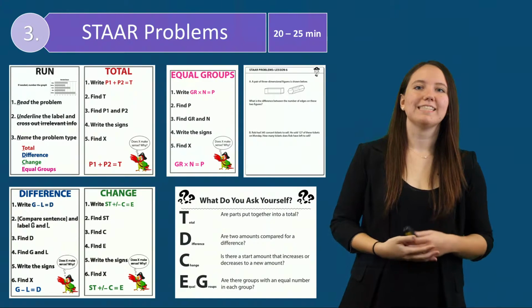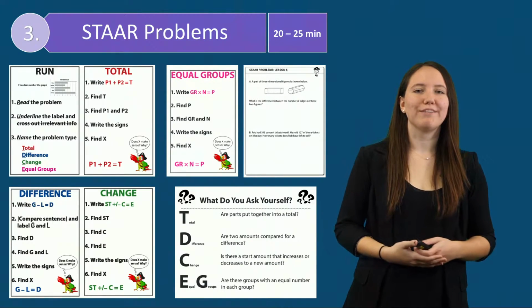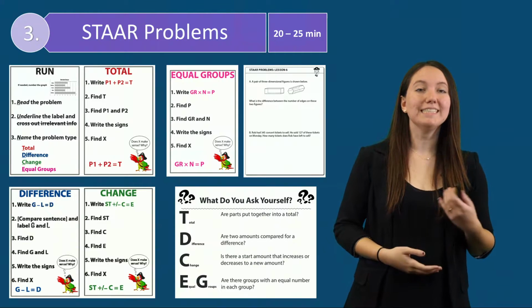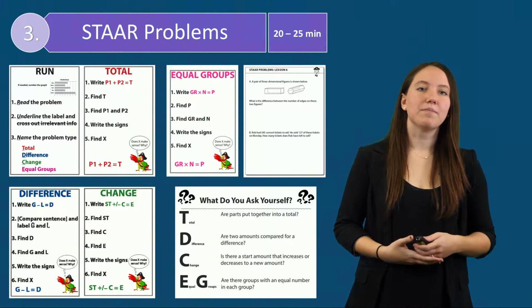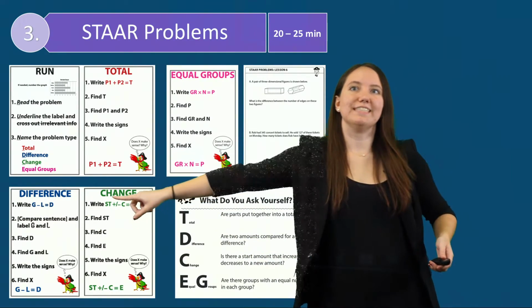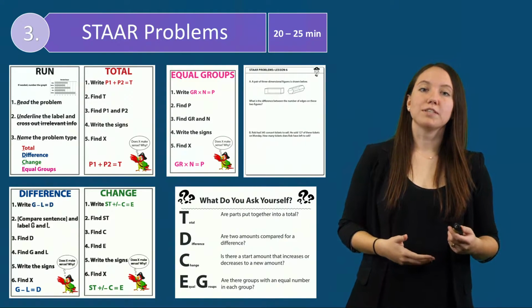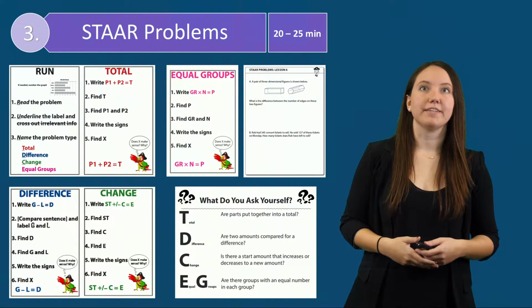So the third and final activity in every STAAR lesson is the STAAR Problems, which is a 20 to 25 minute activity. In this activity, students receive schema-based word problem instruction as they work with the teacher to solve total, difference, change, and equal groups word problems. STAAR problems serve as a guided and independent practice activity.